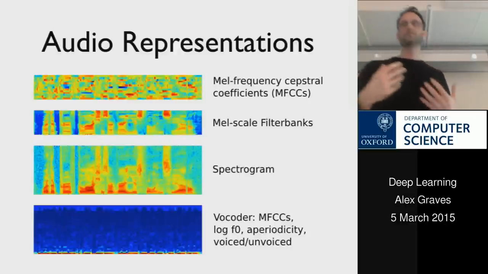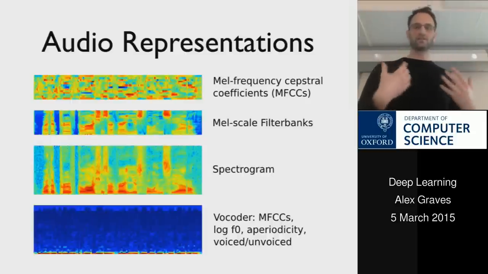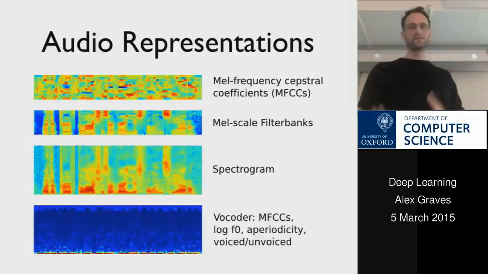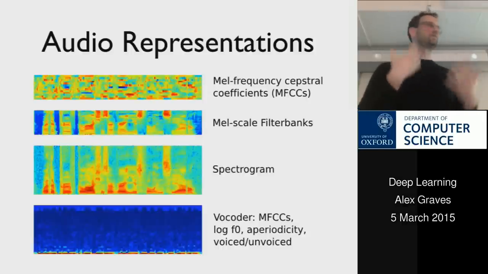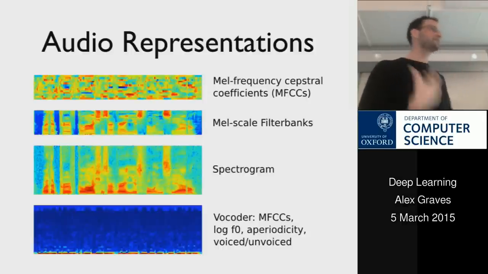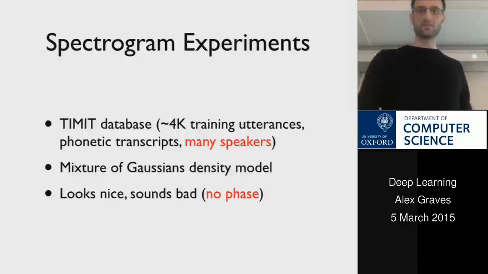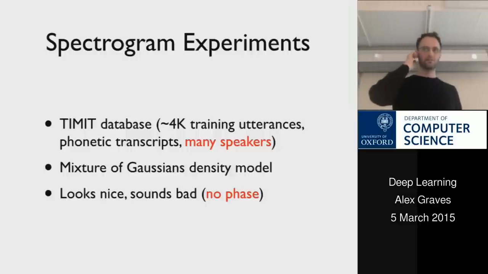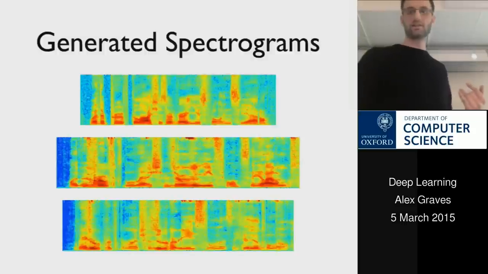Another one, more practical for text-to-speech, is vocoder-based representations, which are like a mixed bag of tricks. They include the MFCCs, and information about whether the signal is periodic or aperiodic, voiced or unvoiced, the fundamental frequency, harmonics, things like that. They're really engineered towards the mechanics or the acoustics of speech. I started off just trying to match spectrograms, and that worked pretty well, or at least it generated things that looked good.